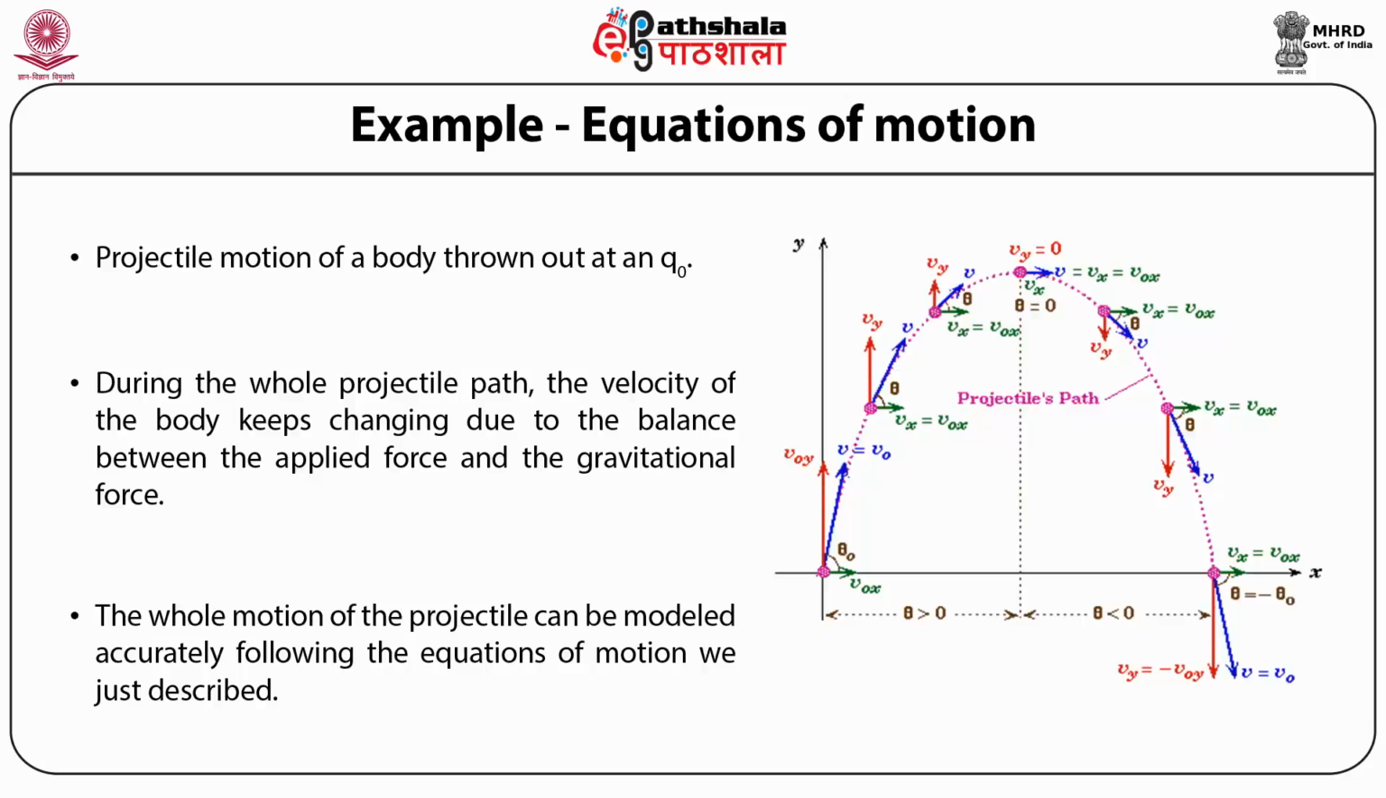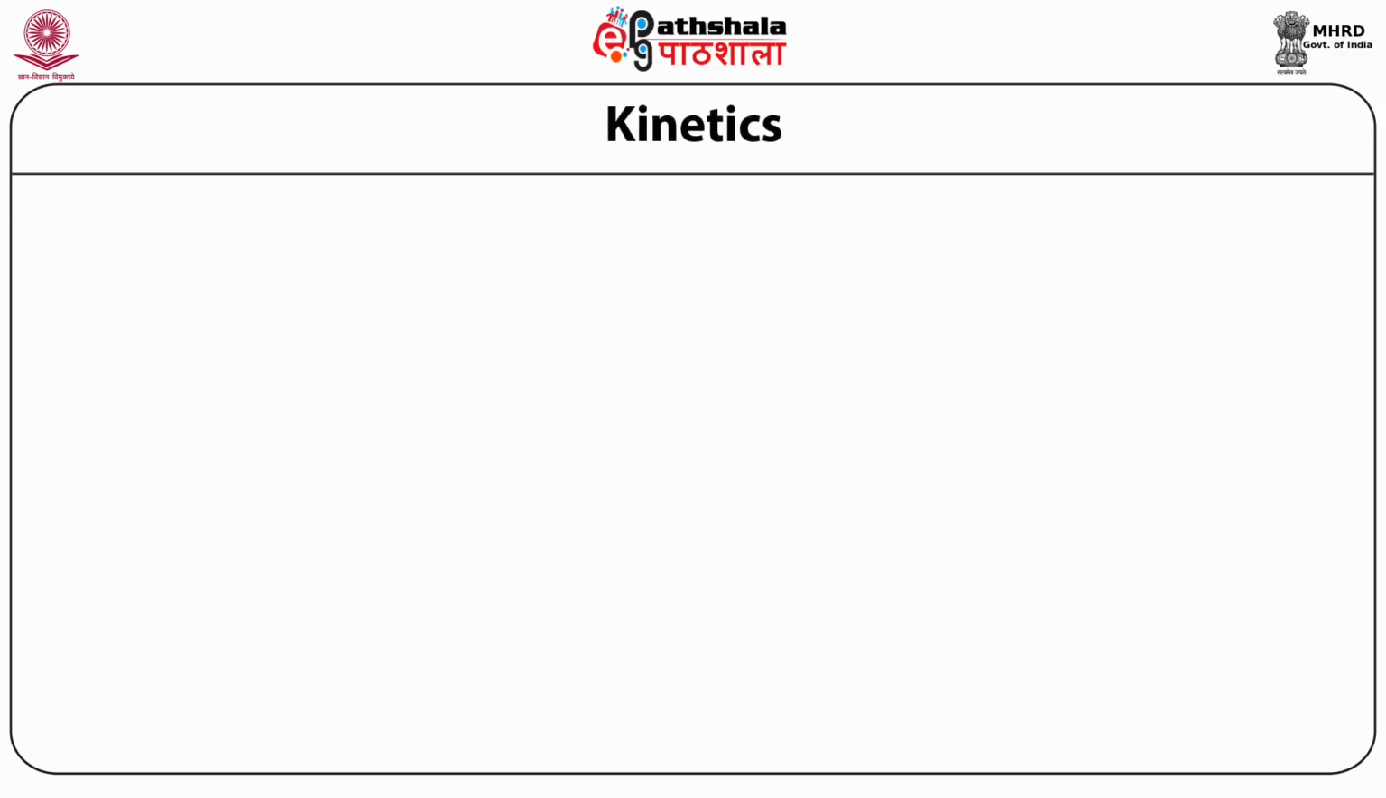And from this point the particle starts coming down towards the ground because of the gravitational force acting on it. And then at the moment the particle hits the ground, it has certain velocity. This velocity and the total time taken in the whole motion can be calculated actually using the equations of motion. Let's see an example from kinetics.